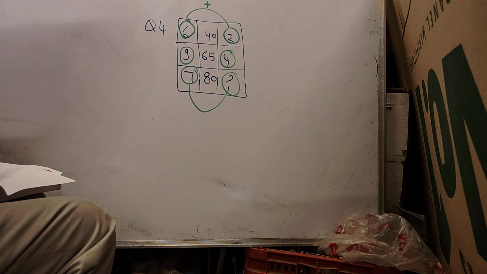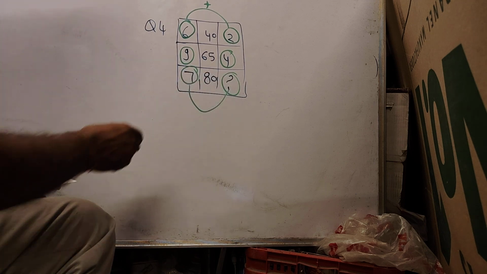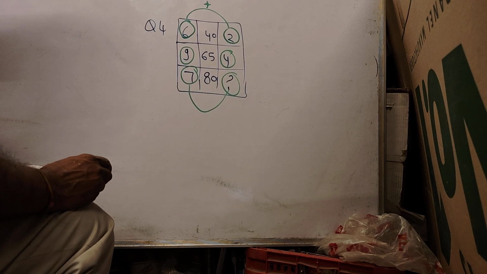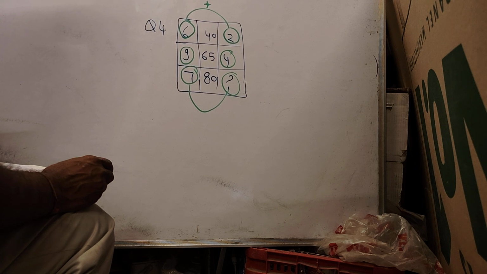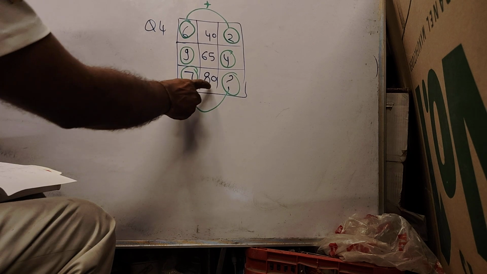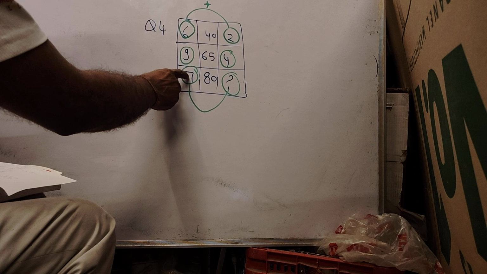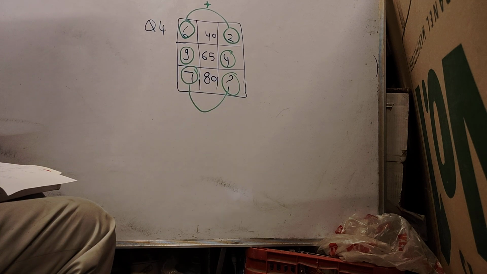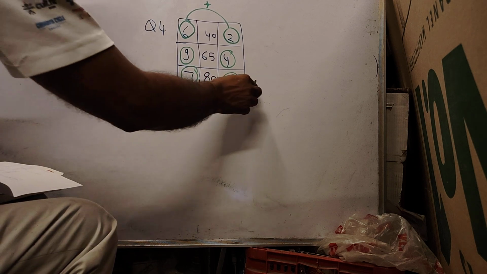So what number comes here in that case? You basically have to do 80 divided by 5, which is 16. So 16, that means 7 is already here. 16 minus 7 is 9. So 9 will come.